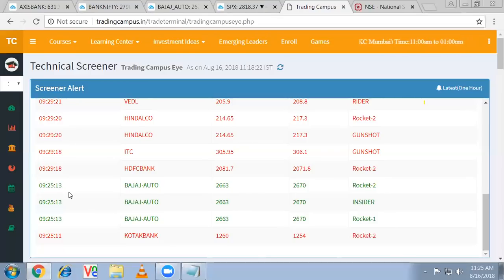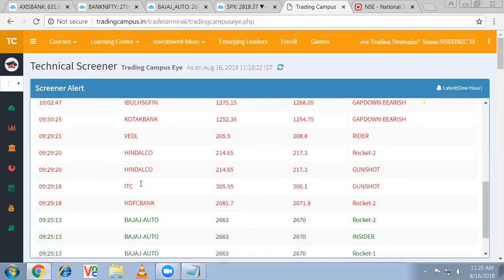That's absolutely the brilliant kind of setup you can get, right? So once you get inside, you get more confidence and then you can pull out Bajaj Auto, right? So this is what you need to understand.